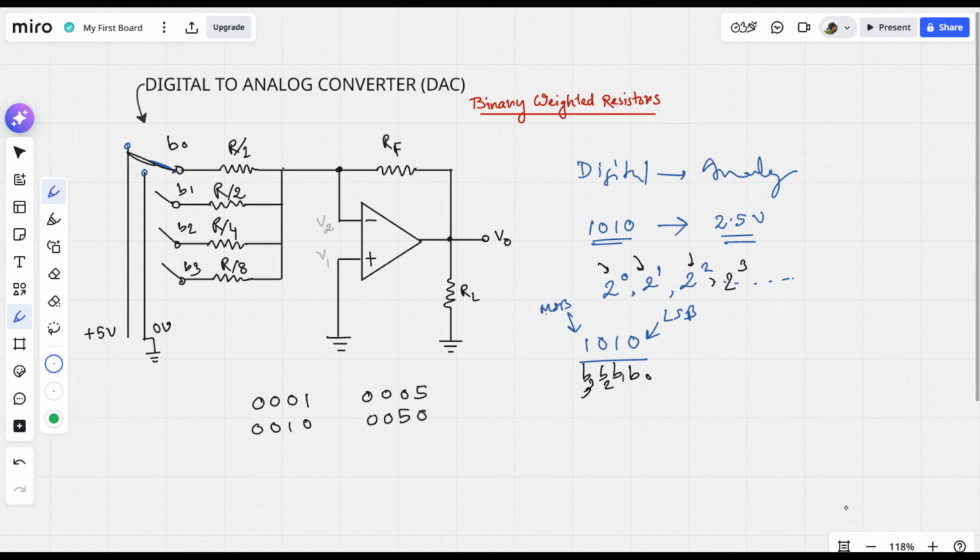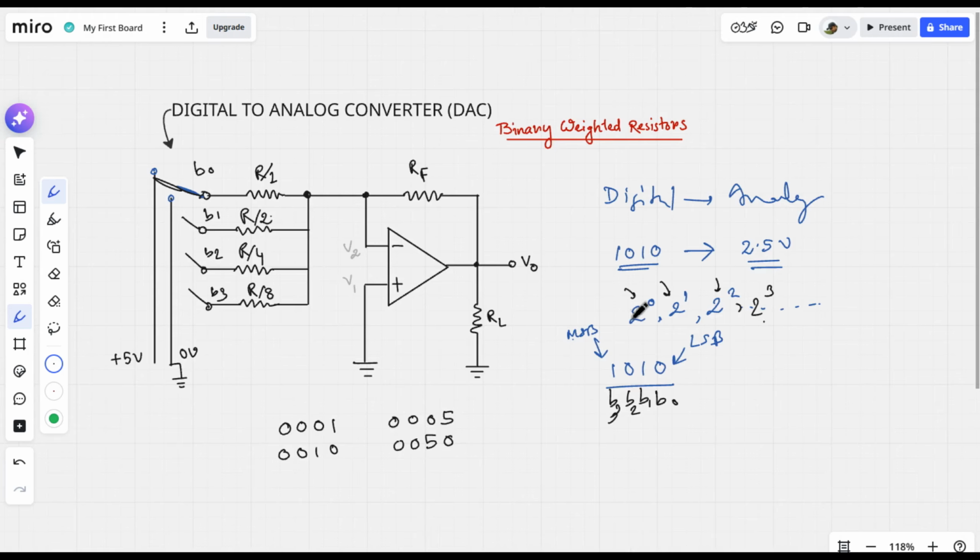Then the second value, 2 to the power 1, is 2, so this is R by 2. The third value is 2 to the power 2, which is 4, so R by 4. And the fourth value is 2 to the power 3, that is 8, so R by 8, and so on. If we increase the number of bits, then we have to increase it in the same sequence.